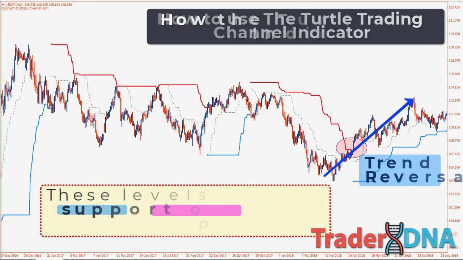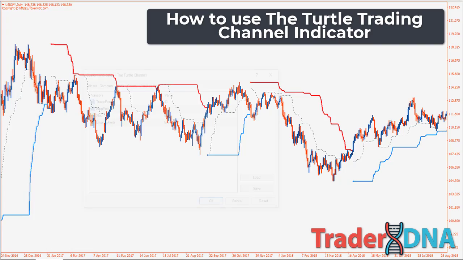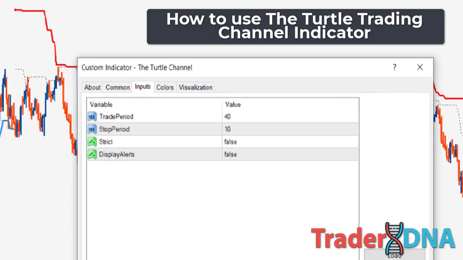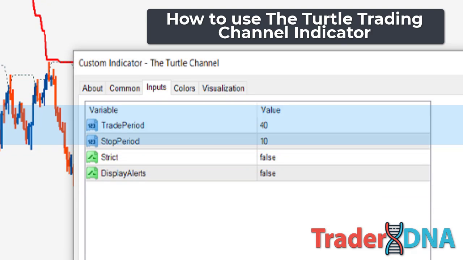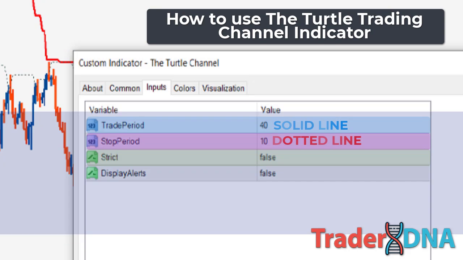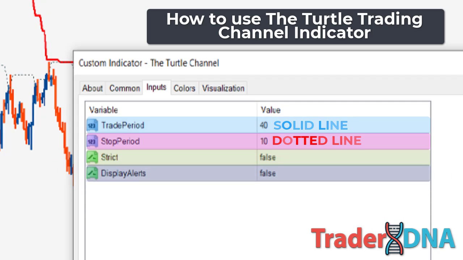How to use the Turtle Trading Channel Indicator. The Turtle Channel Indicator has a few options within its indicator settings. Trade period refers to the N period used for the solid line, while stop period refers to the N period used for the dotted line. Strict toggles the indicator to detect trend reversals on the highs and lows of a candle, breaching the lines instead of the close of the candle. Display alerts toggles the trade signal alerts on or off.